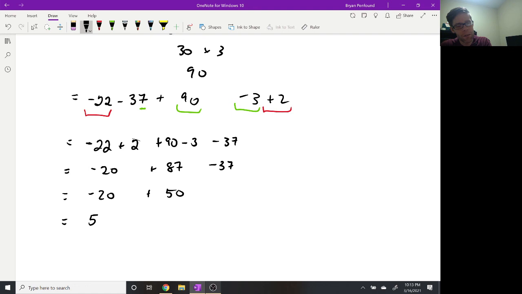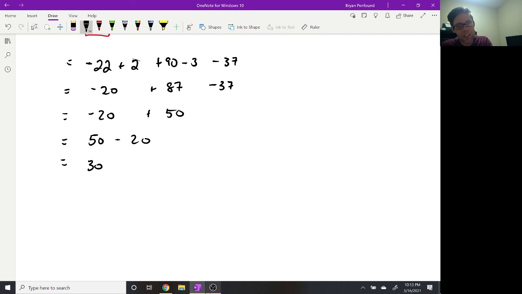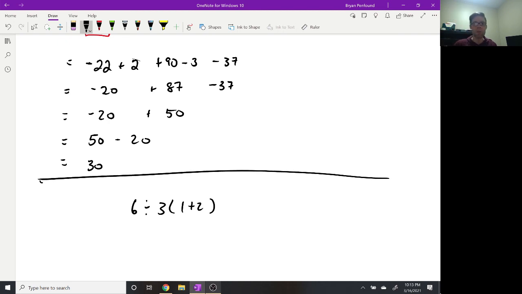I like to commute this and make this look like 50 take away 20 in my brain. And that way I know that my final answer here is going to be 30. So that guides you through a couple of different examples here, and hopefully those examples have made sense.